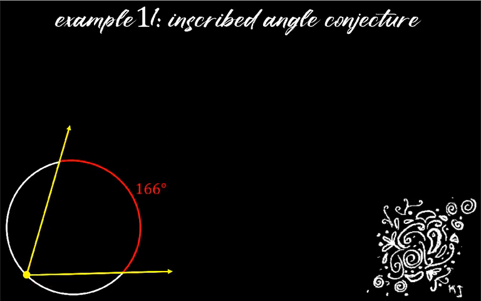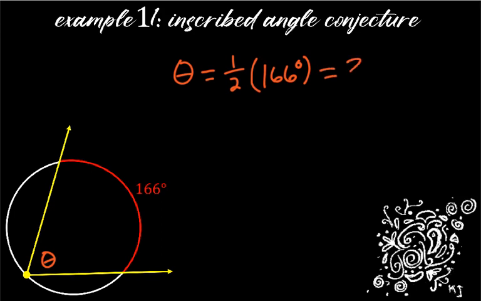All right, so for an example, in this first example, we can label this angle theta. So that angle theta is equal to 1/2 the measure of our intercepted arc, which is 166 degrees. And that will equal 83 degrees.